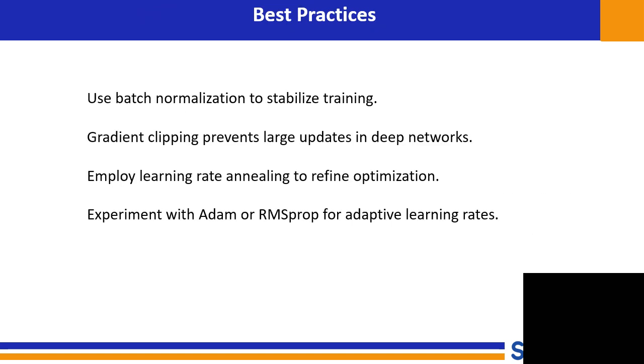So these are the common practices we will follow for using the optimization technique. Use batch normalization to stabilize training. Gradient clipping prevents large updates in deep networks. Employ learning rate annealing to refine optimization, and experiment with Adam or RMSProp for adaptive learning rates.